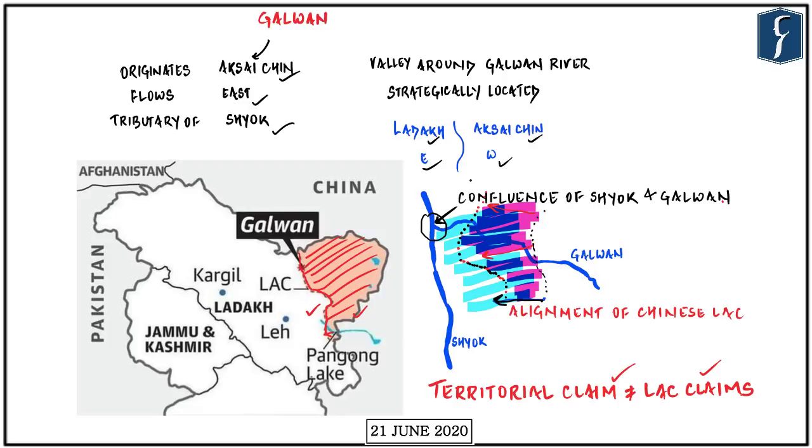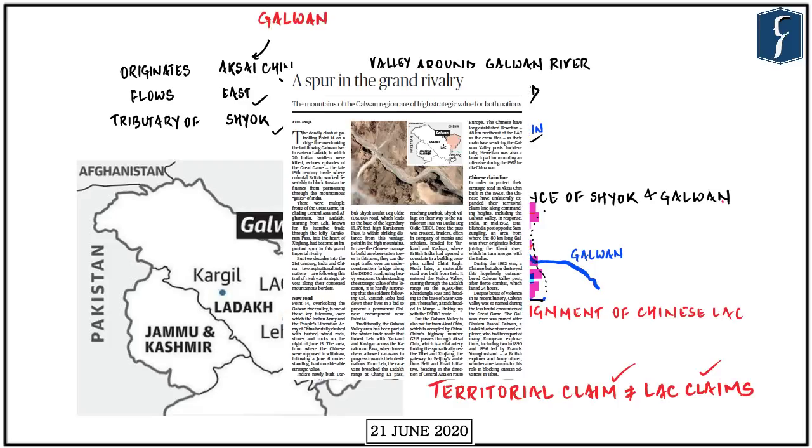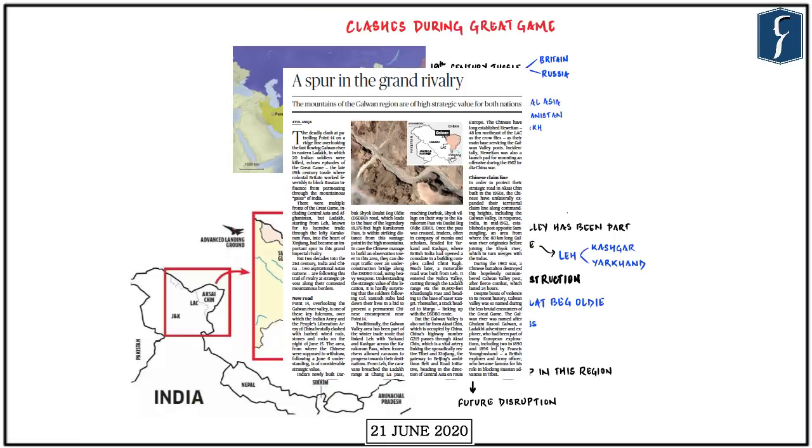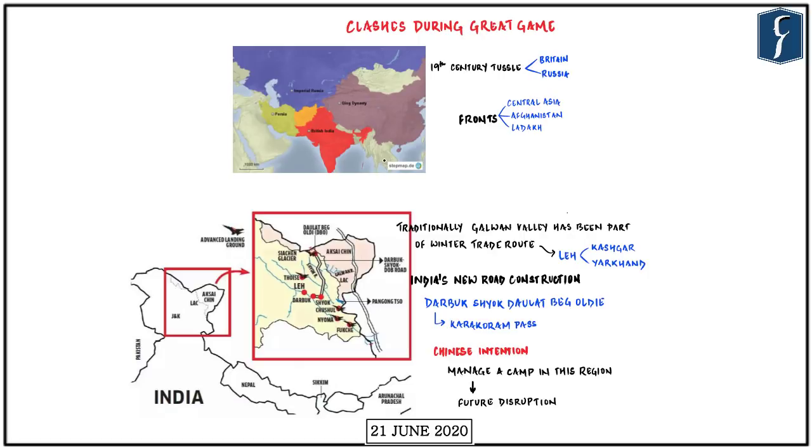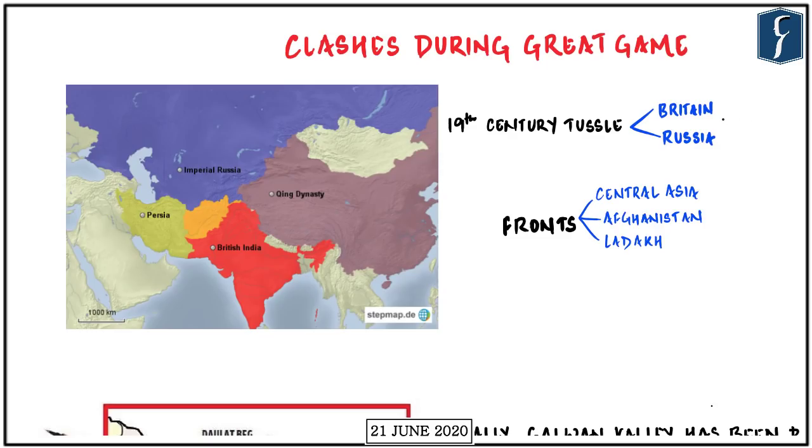Also, there is another article which is quite similar to this and deals with the Galwan Valley but with a historical perspective. A spur in the grand rivalry appears on page number 13. Again, this article focuses on Galwan Valley and Galwan River, but it also brings in the historical perspective of why this region is so important. And that is because in the past, Britain and Russia were in political and diplomatic confrontation due to the increasing influence of each of them.